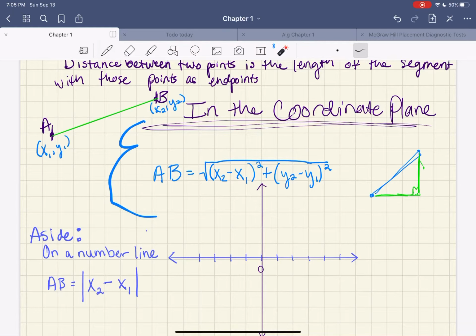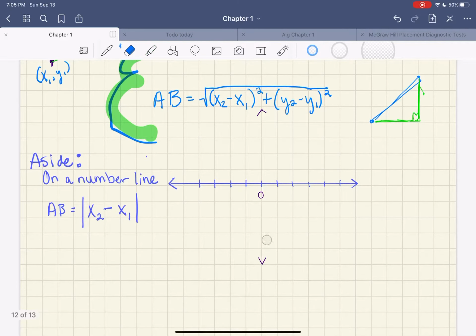So I only want to spend time with you on the coordinate plane distance formula and midpoint formula because the number line is just not going to be used very frequently for you. And it also is literally inside of the coordinate plane formula. All right, so let's give this a try.